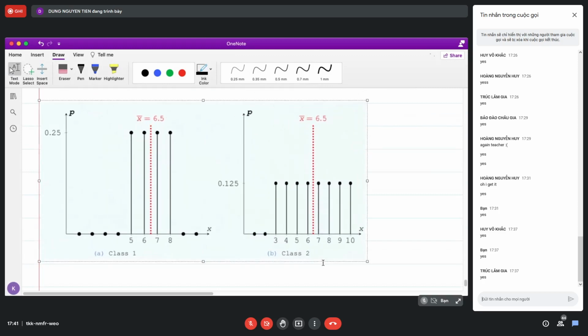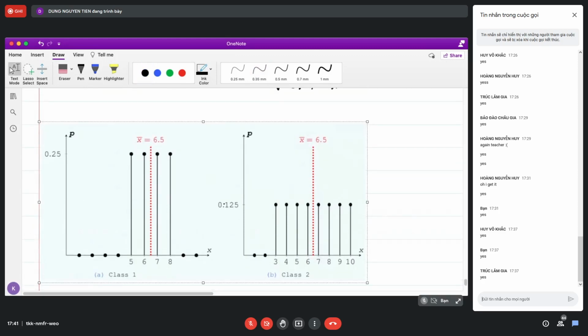Suppose that there are 2 classes. In the first class, the scores are 5, 6, 7, 8 with the same relative frequencies, 25%. In the second class, the scores are 3, 4, 5, 6, 7, 8, 9, 10 with the same relative frequencies, 12.5%. You see that in these two classes, the average scores are the same, 6.5, right? So the mean values are the same. However, the 2 distributions are different.